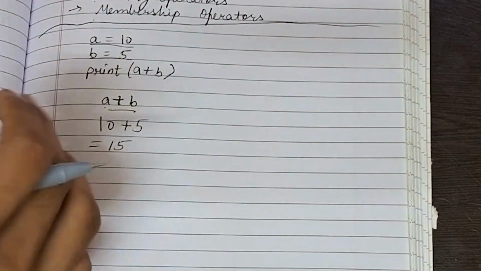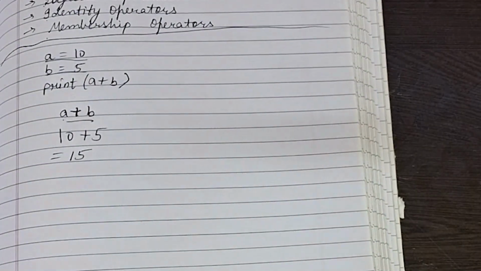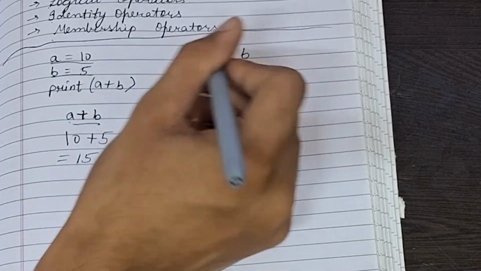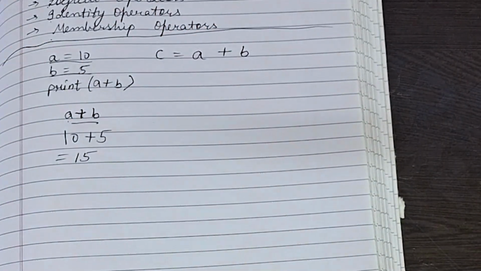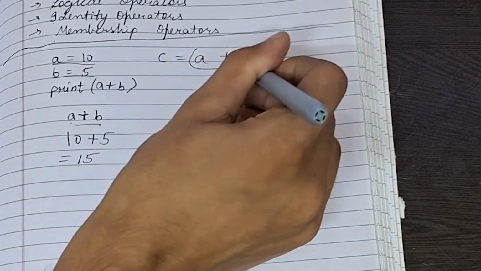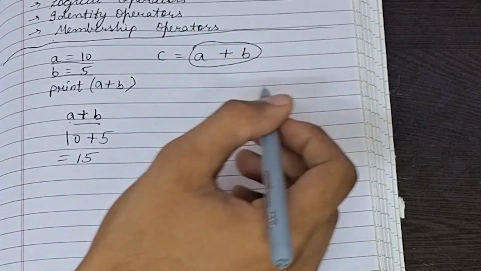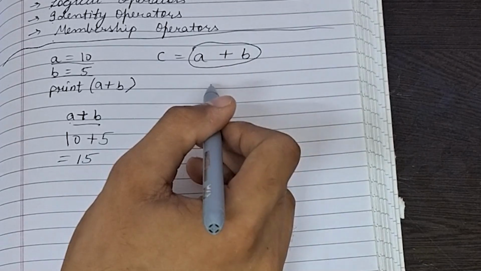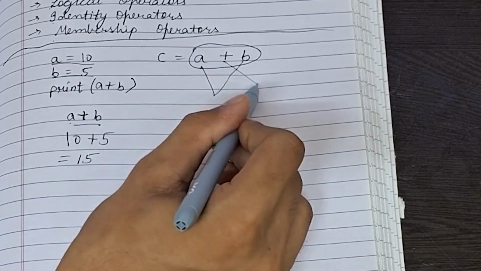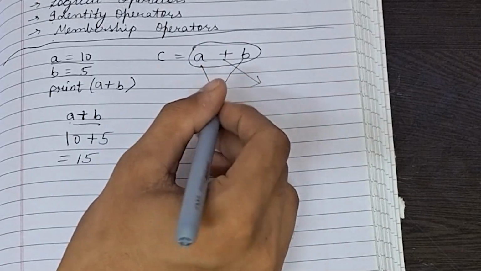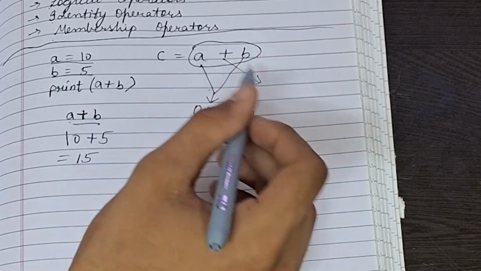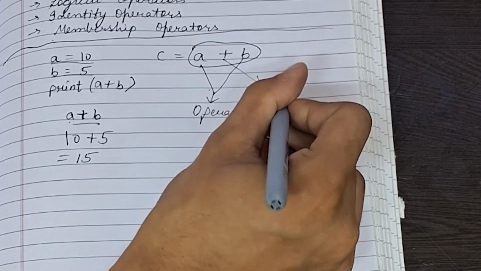What is the basic meaning of all this? Here we are writing A plus B. Let's say C is equal to A plus B. Okay, so here in this statement, in this expression, what is A, what is B, and what is plus? So A and B are operands, and plus is the operator.